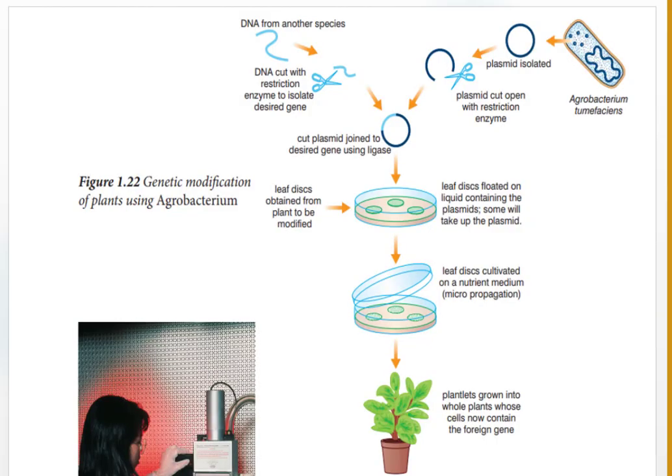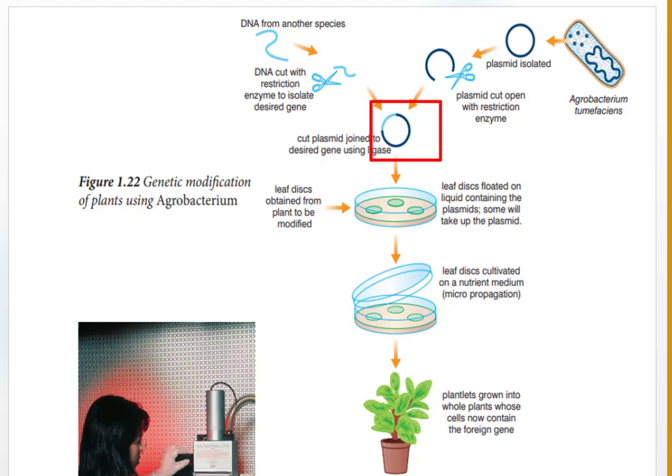Here are the techniques for how we can genetically modify plant species. First, DNA should be cut with restriction endonuclease enzyme to isolate the gene of interest from the donor species. Second, plasmids must be isolated from Agrobacterium tumefaciens. Then, this plasmid must be cut open with restriction endonuclease enzyme. And third, we have to link the cut plasmids with the desired gene or gene of interest. After that, we form recombinant plasmid DNA.